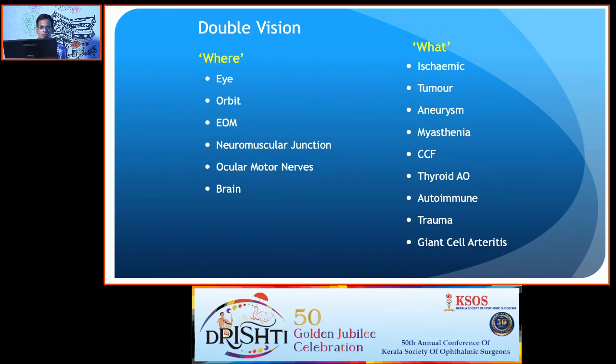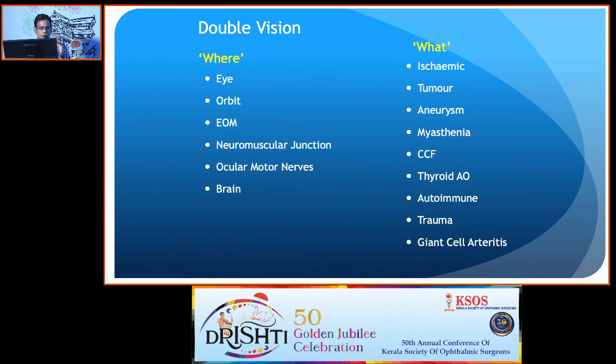The cause can be in the eye, the orbit, the extraocular muscle, the neuromuscular junction, oculomotor nerves, or the brain, and the what. It can be ischemic, a tumor, aneurysm, myasthenia, caroticocavernous fistula, thyroid-associated ophthalmopathy, autoimmune, trauma, giant cell arteritis. This is not an exhaustive list, but these are the common causes that we see.